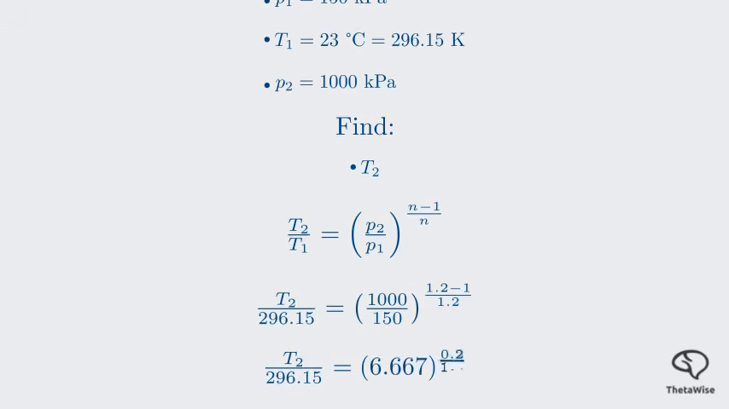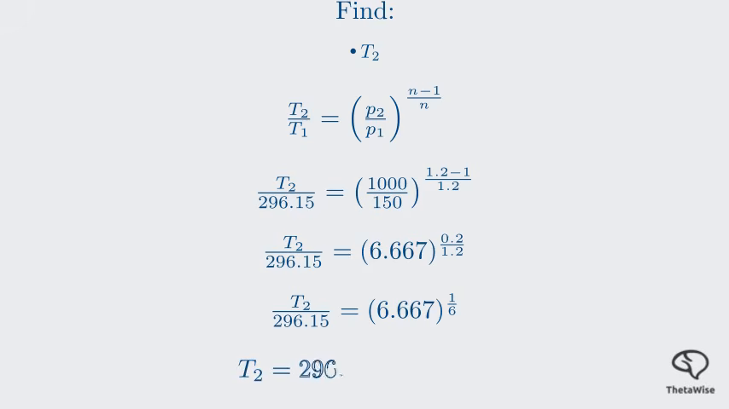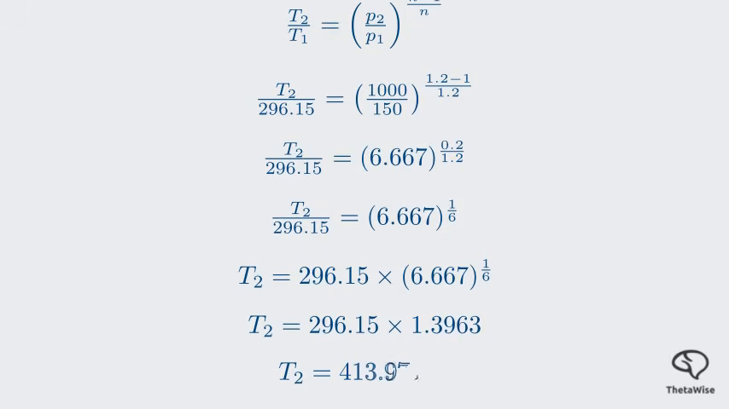First, let's simplify the exponent. 1.2 minus 1 is 0.2. So, the exponent is 0.2 divided by 1.2, which simplifies to 1/6. Now we can solve for T2. T2 equals 296.15 times the sixth root of 6.6. This gives us 296.15 times 1.3963, which equals 413.974 Kelvin.